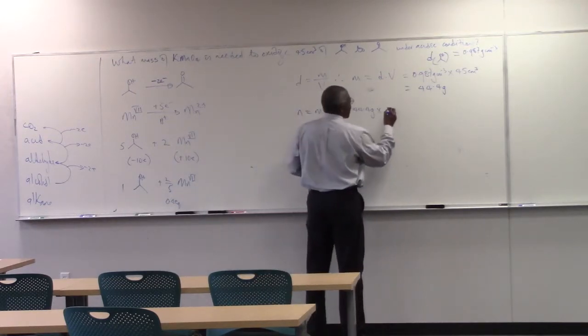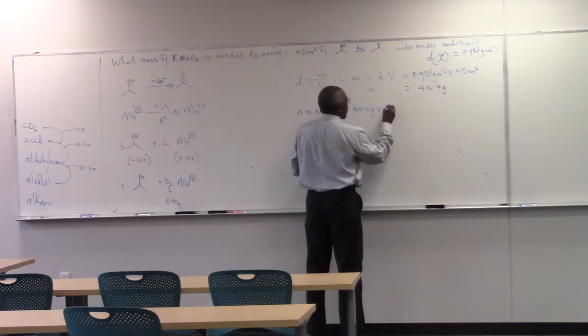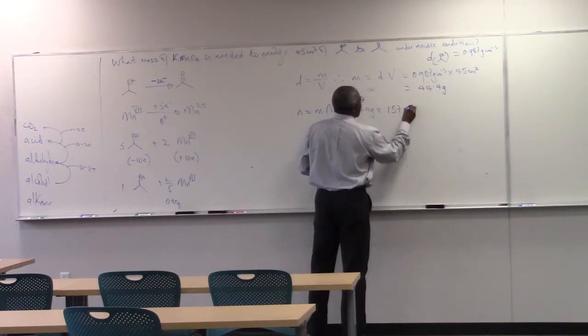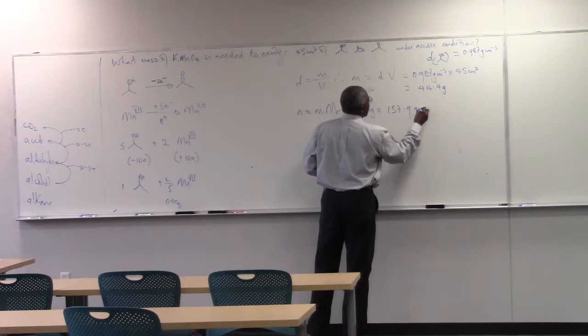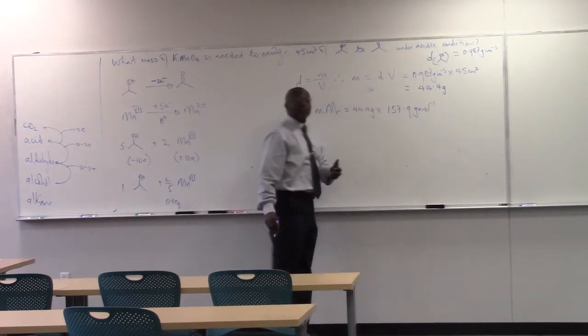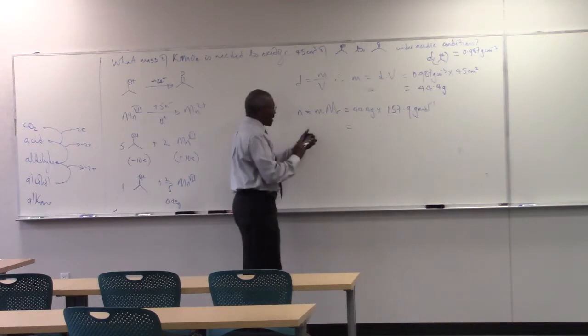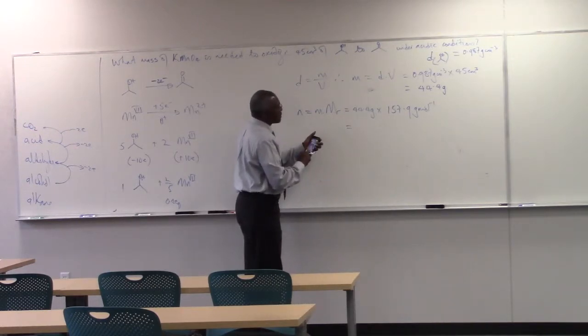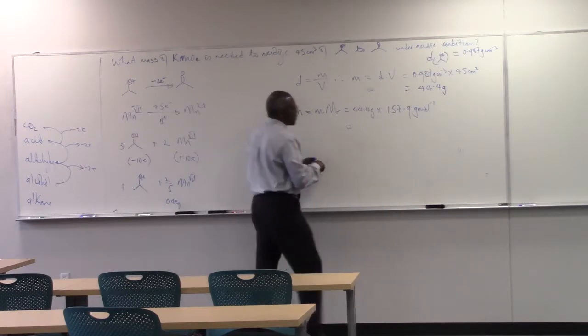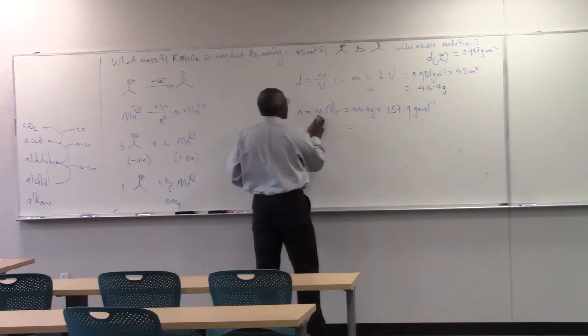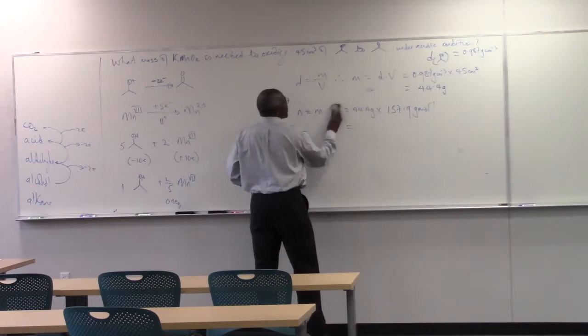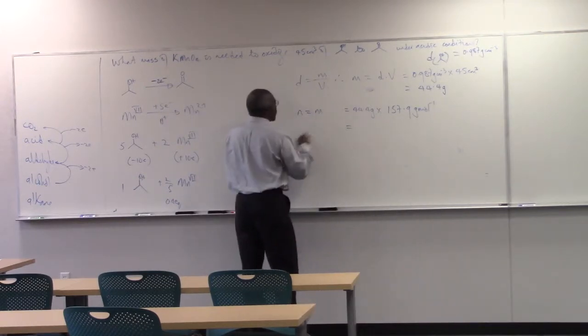Show off. So this is 157.9 grams per mole. Okay? So the number of moles would be, oh, sorry, no, it's sample mass over molar mass.